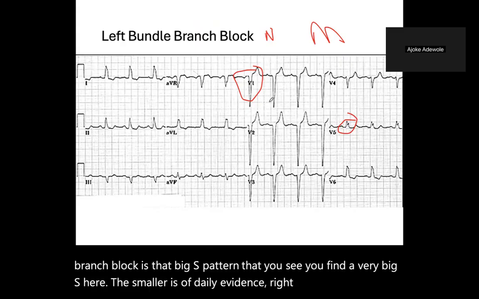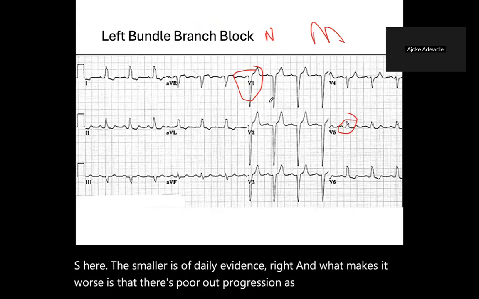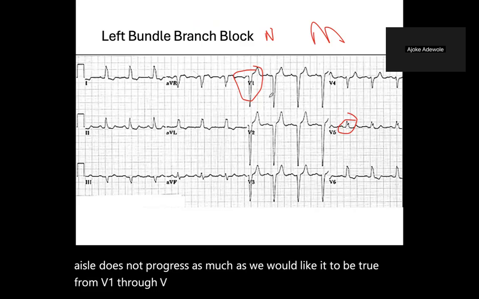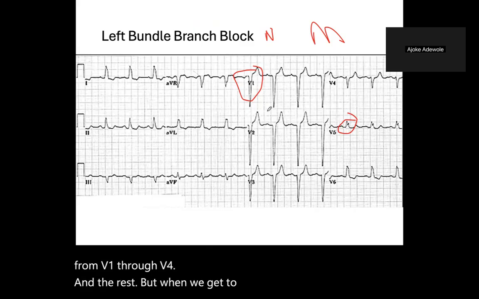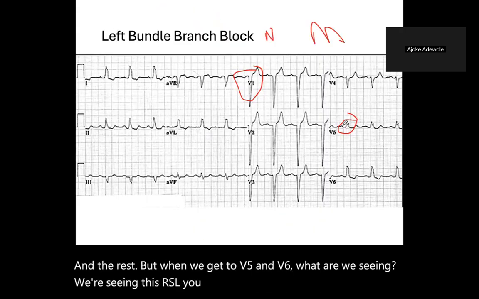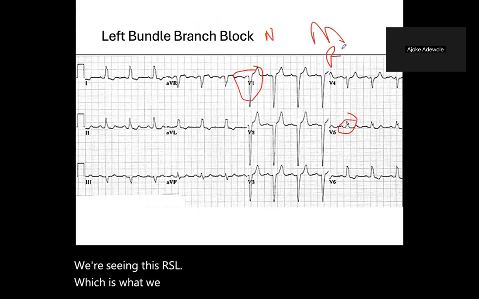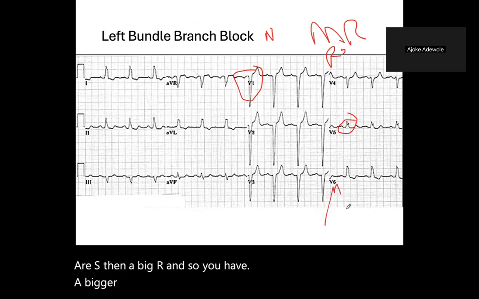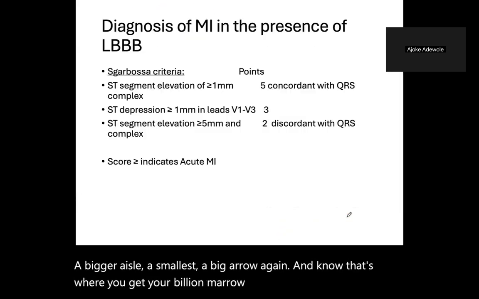And what makes it worse is that there's poor R progression as well in this ECG. The R does not progress as much as we would like it to from V1 through V4 and the rest. But when we get to V5 and V6, what are we seeing? You're seeing this RSR, which is what we discussed, a big R, a small s, and a big R again, and that's where you get your William Marrow from.